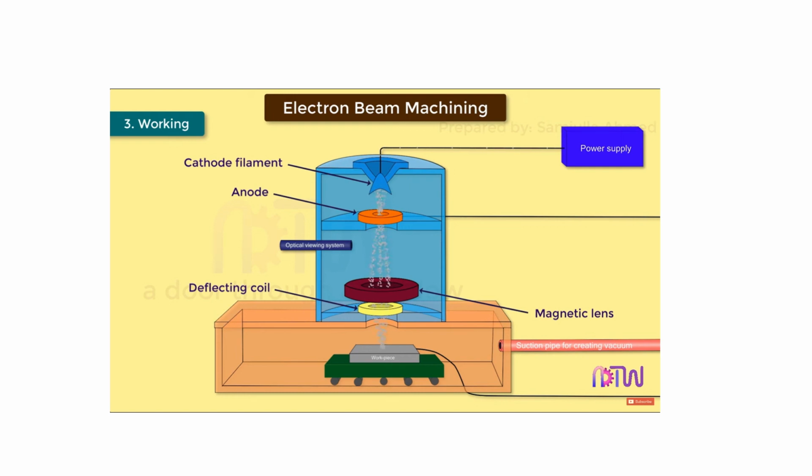The high-intensity electron beam impinges on the workpiece, where the kinetic energy of electrons is converted into thermal energy. The workpiece material is removed by this intense heat, thereby melting and vaporizing it. And this whole process is carried out in the vacuum chamber.